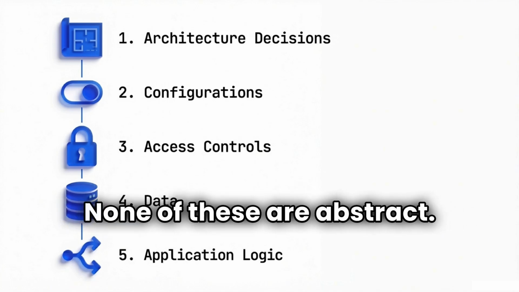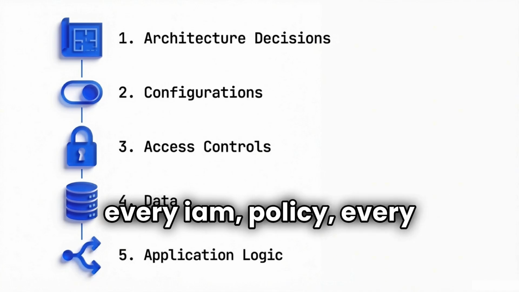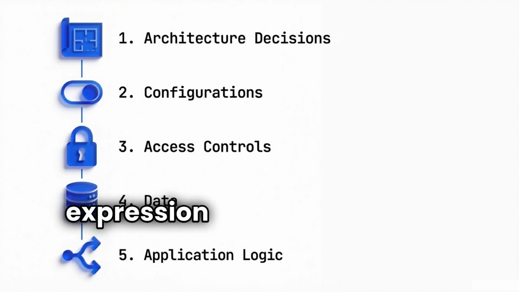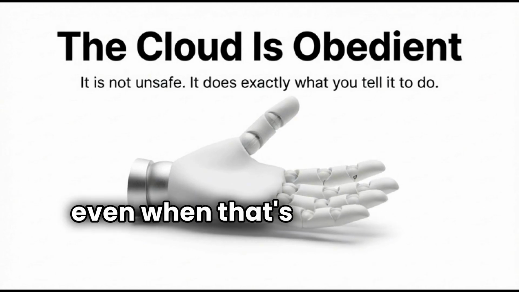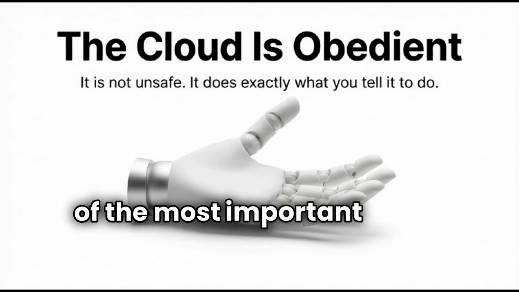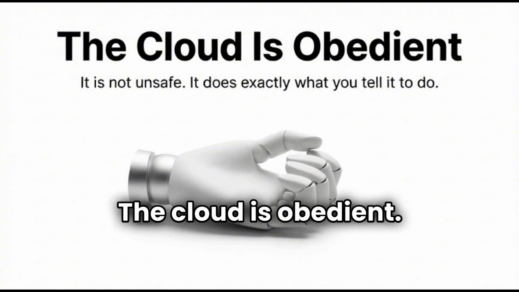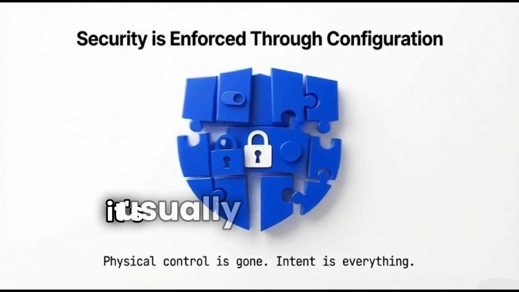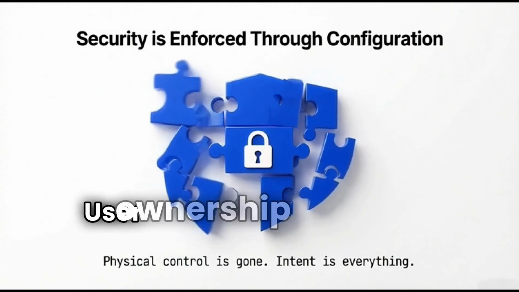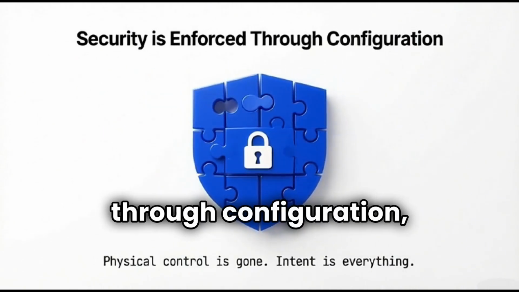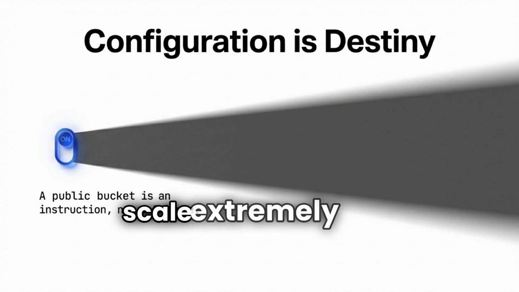None of these are abstract. Every security group rule, every IAM policy, every storage setting is a direct expression of user ownership. The cloud will do exactly what you tell it to do, even when that's dangerous. This leads to one of the most important truths in cloud computing. The cloud is not unsafe, the cloud is obedient. If data is exposed, it's usually not because the provider failed, it's because the user allowed it. User ownership is enforced through configuration, not physical control. And configuration mistakes scale extremely well.